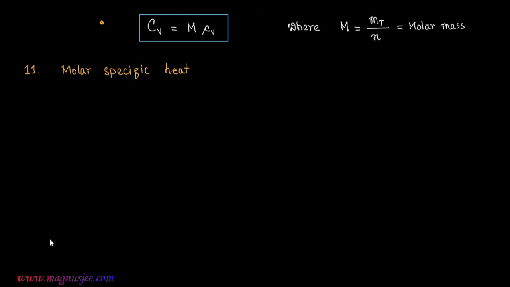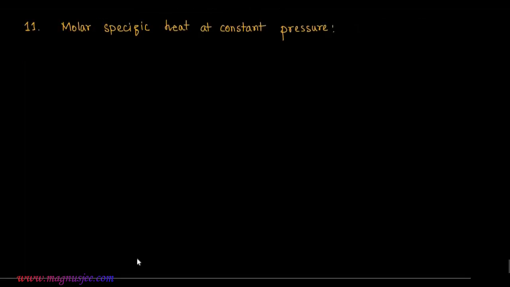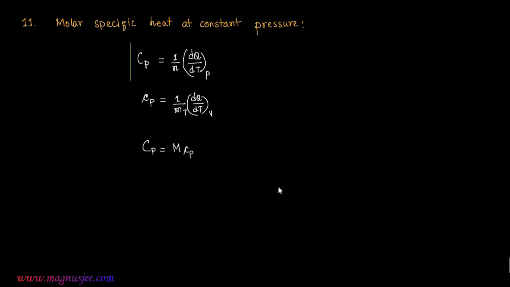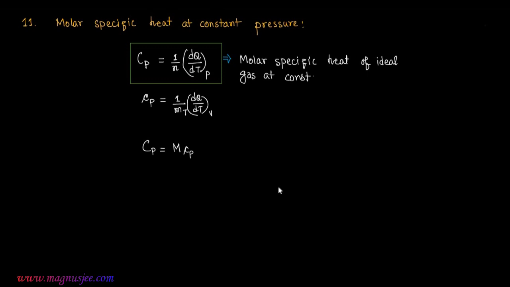Molar specific heat of ideal gas at constant pressure. Capital Cp is equal to 1 by n dQ by dT at constant P, which is the molar specific heat of the ideal gas at constant pressure. But small cp is equal to 1 by mt dQ by dT at constant P, the specific heat of the ideal gas at constant pressure. Therefore, capital Cp is equal to capital M into small cp, where capital M is the molar mass of the gas.